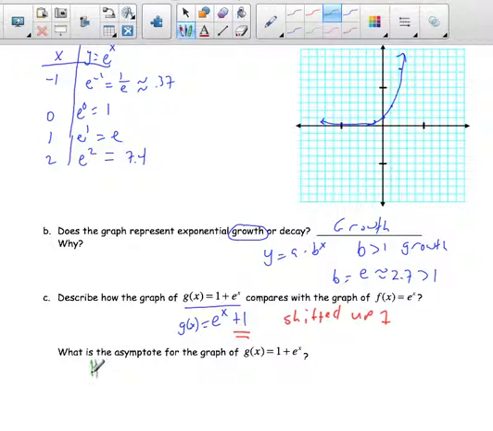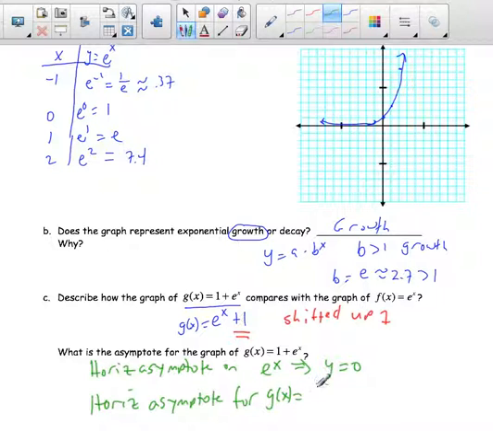So the horizontal asymptote on e to the x is y equals 0. So when we have the horizontal asymptote for our new graph, the horizontal asymptote for g of x, which is equal to 1 plus e to the x, is y equals 1 because this is shifted up 1, which will also shift that horizontal asymptote up 1.